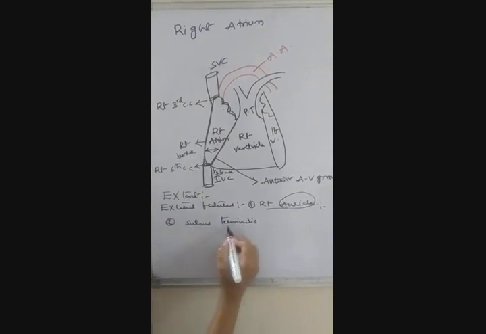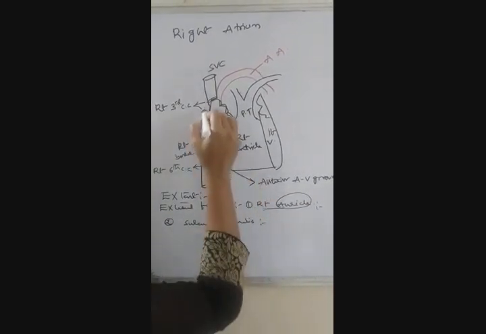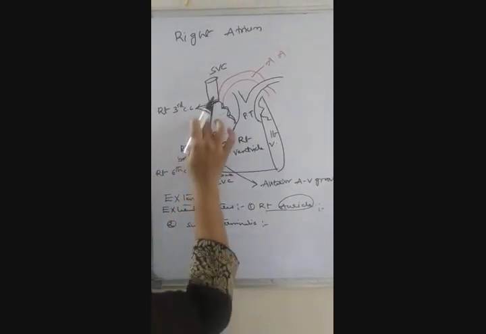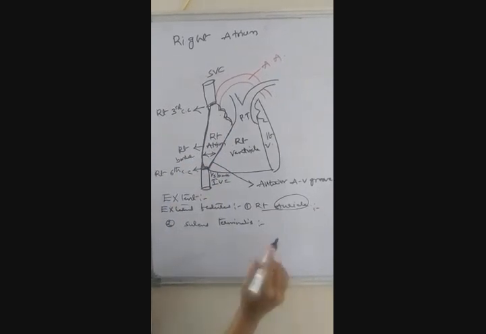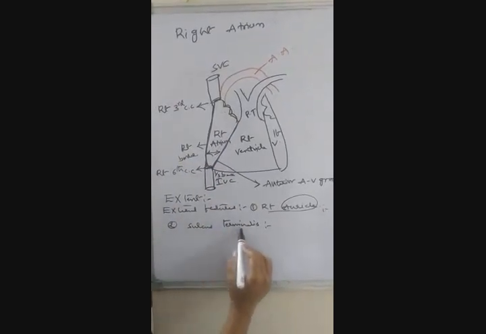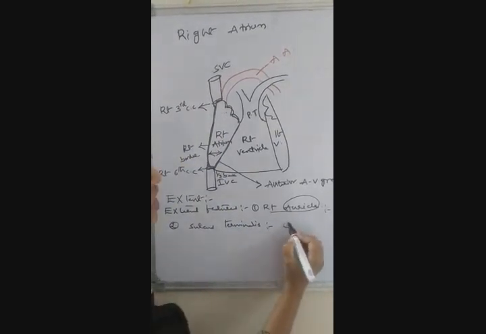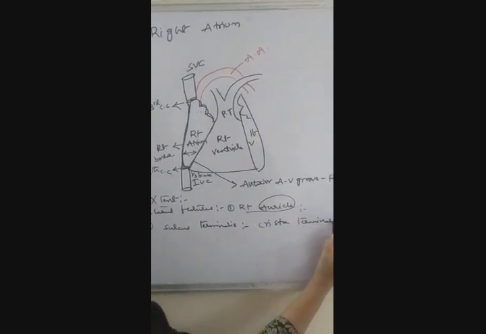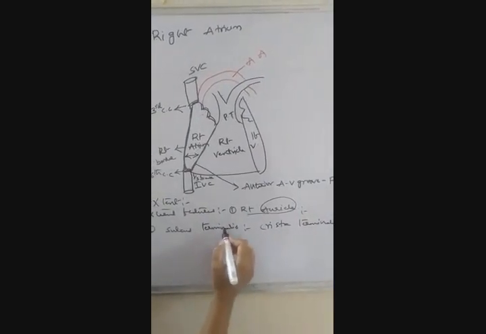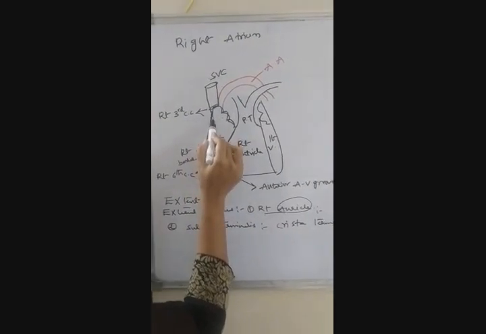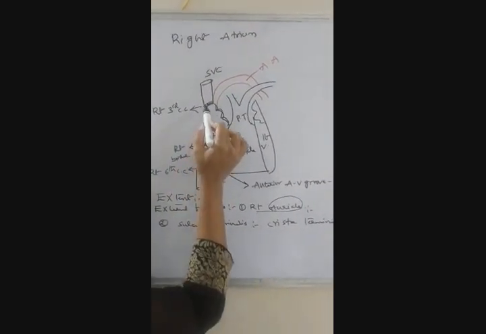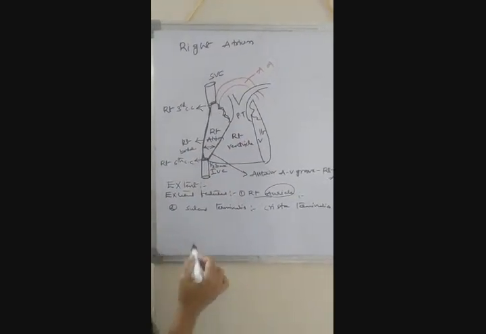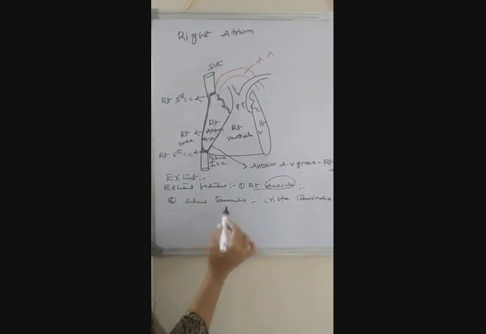Next, coming to the sulcus terminalis. It is a shallow groove. Okay, it is a groove which is present along the whole of the right border of the right atrium. Internally the sulcus terminalis corresponds with the crista terminalis. It extends from the superior vena cava opening to the inferior vena cava opening. So these are the external features, right auricle and the sulcus terminalis.